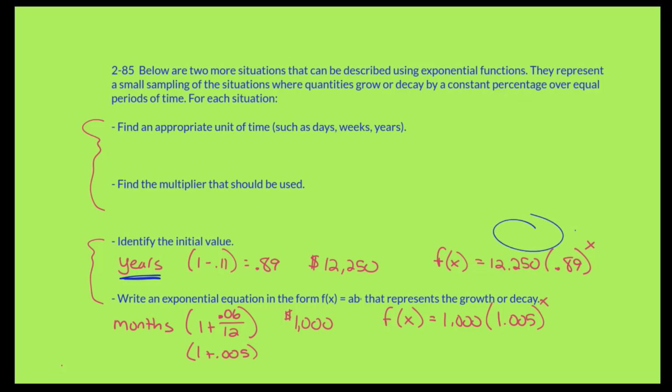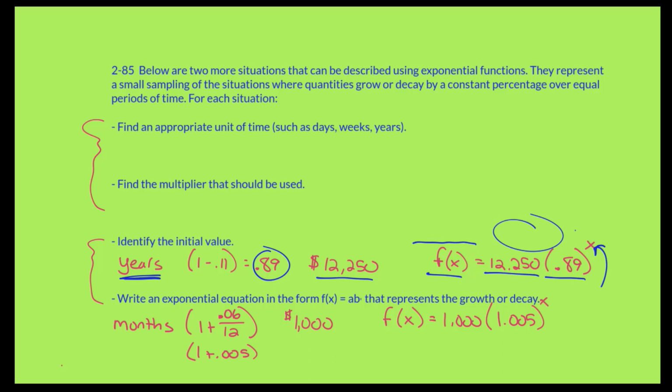Find the multiplier that should be used. Well, it's a depreciation, so it's going to be 100% minus 0.11, so our multiplier is 0.89. Then our initial purchase price is $12,250. So when we put that equation together, we start out with our f of x, then our starting point times our multiplier raised to the x, which is years. And that's our equation for part A.